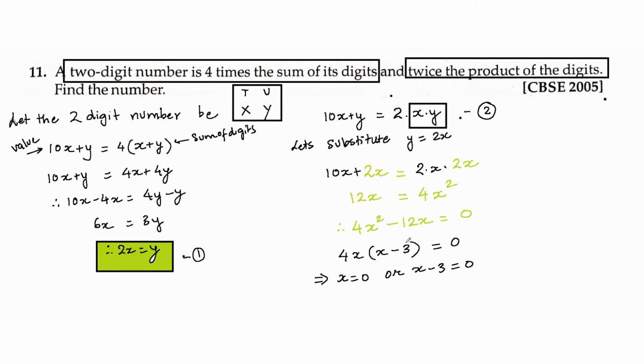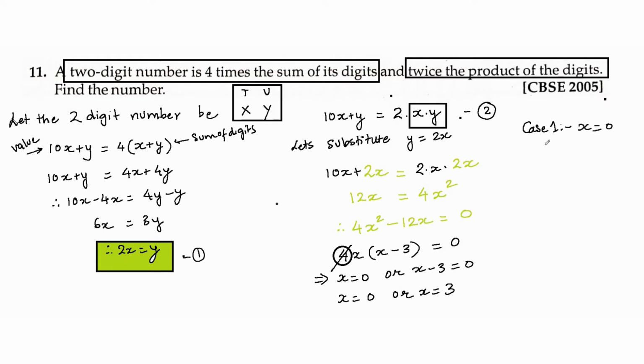So here we are using one concept from quadratic equations, which says that if the product of multiple terms is 0, then one of the terms has to be 0. Obviously 4 is not 0, which is why I have not considered 4 as 0. So the only way that this multiplication can be 0 is if x is 0 or x minus 3 is 0. That means x is 0 or x is equal to 3. Now let's take both cases. So case 1 is when x equals 0.